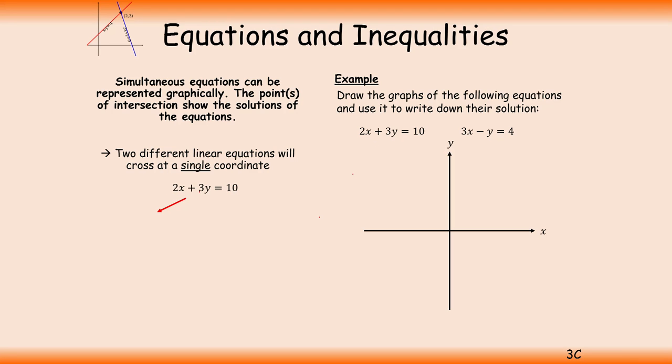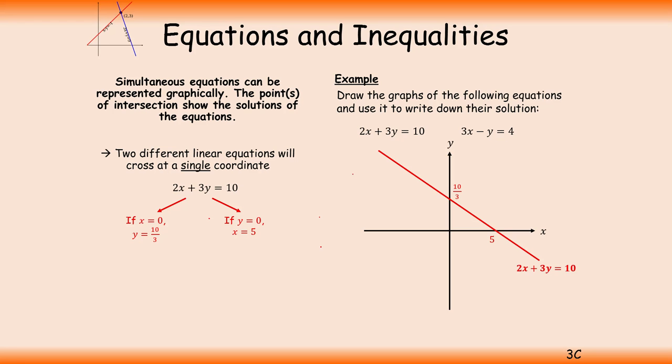So there's your 2x plus 3y equals 10. If x equals 0, y is 10 over 3. And if y equals 0, then 2x is equal to 10 and x is going to be equal to 5. So I've got my coordinates 0, 10 over 3, and then 5, 0. And there's my 2x plus 3y equals 10.